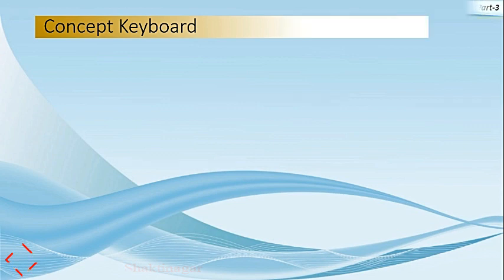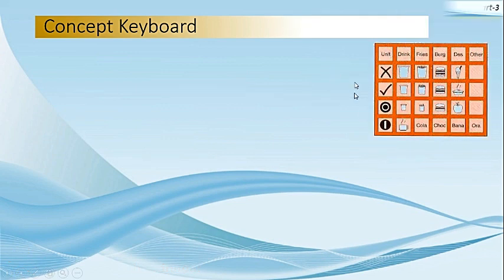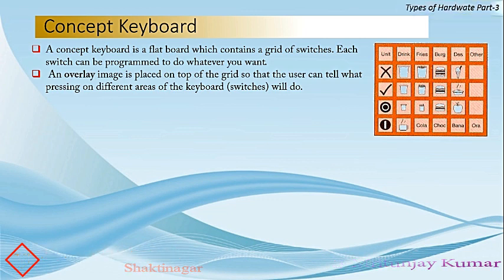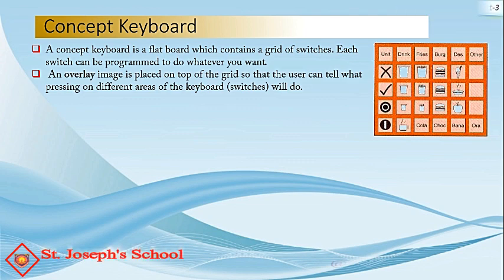Moving to the next, we'll see the concept keyboard. You can see this is a keyboard available on the billing device in any restaurant. A concept keyboard is a flat board which contains a grid of switches, and each switch can be programmed to do whatever we want. An overlay image is placed on the top of the grid so that the user can tell what pressing on different areas of the keyboard, that is the switches, will do.